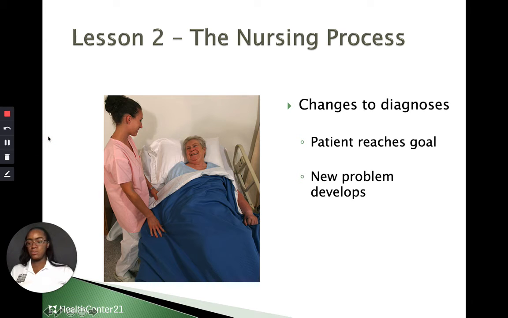Changes may also be needed to the nursing diagnosis. Diagnosis may be changed because the patient reaches the goal or because a new problem develops. For example, the patient reaches the goal of no longer having any episodes of urinary incontinence, or the patient falls due to osteoporosis, which requires goals and nursing interventions for a new diagnosis. If the patient reaches the goal of having no episodes of urinary incontinence for 3 hours, the goal changes for the patient to go longer without having any episodes of urinary incontinence.